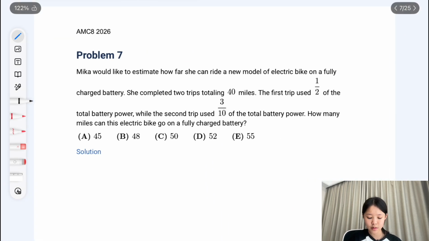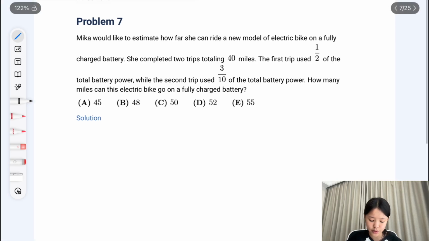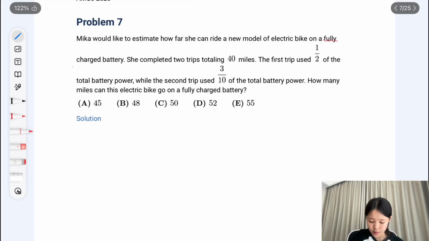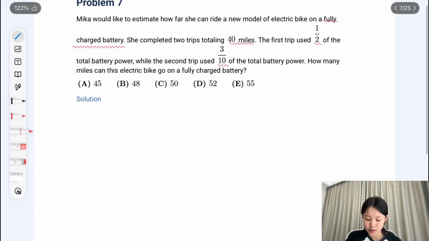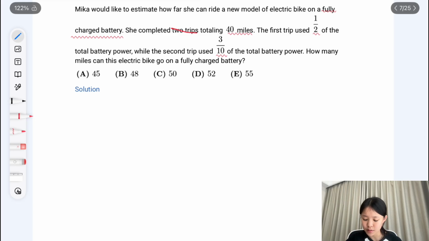Okay. Miko would like to estimate how far she can ride a new model of electric bike on a fully charged battery. So she completed 2 trips, totaling 40 miles, and the first trip used half of the total battery power, and the second trip used 3 over 10 of the total battery power. How many miles can the electric bike go on a fully charged battery? So here it tells us we have 2 trips, but really what's only important is the total number of miles. So we can just cross out the 2 trips, as that's not very important for the calculations. So 40 miles is on this certain amount of battery power.